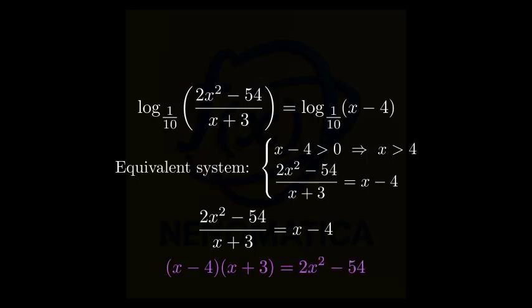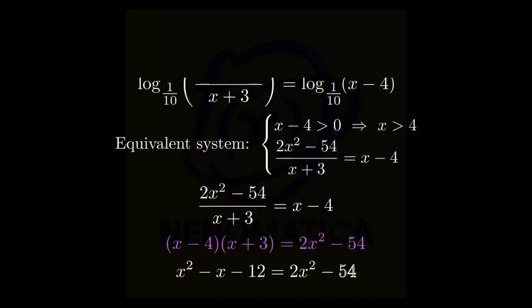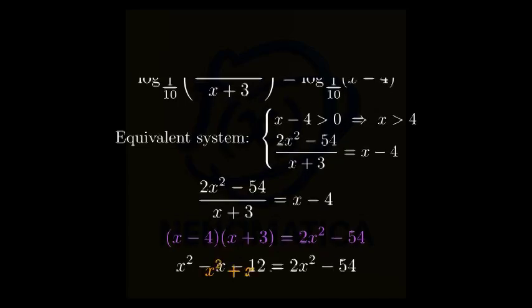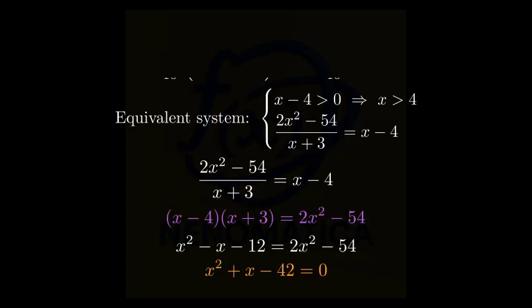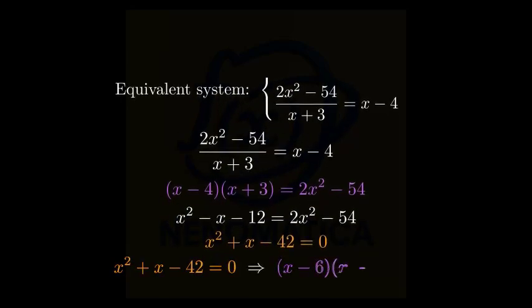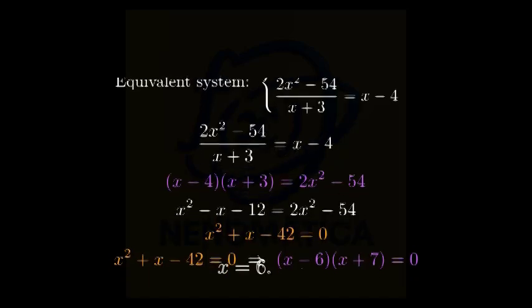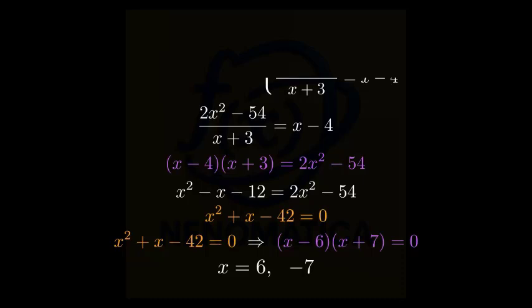That gives (x minus 4) times (x plus 3) equals 2x squared minus 54. Expand the left side and bring all terms to one side. We get x squared minus x minus 12 equals 2x squared minus 54. Moving terms gives x squared plus x minus 42 equals 0. Factor the quadratic. That becomes (x minus 6) times (x plus 7) equals 0. So x equals 6 or x equals -7.